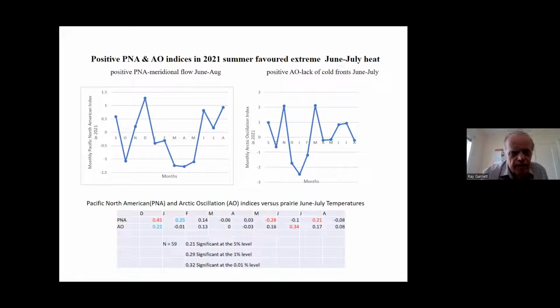And the PNA was conducive to heat in June and July, and the Arctic Oscillation, of course, was also conducive to heat. So I simply applied what happened in the real world to correlations that we discovered in the past. And so these two factors, I would say three: there was the surface to atmospheric effect of dryness contributing to heat, and these two drivers looked as if they also were conducive to June-July heat over the Canadian prairies last year. Next.